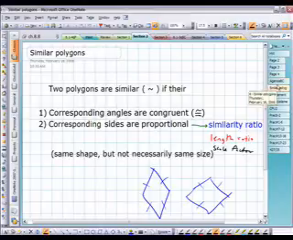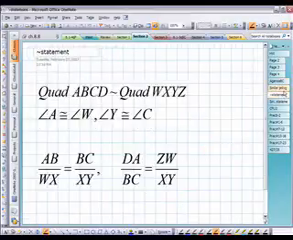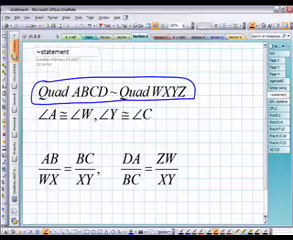Now, as far as an actual similarity statement, supposing we had this similarity statement here: quadrilateral ABCD is similar to quadrilateral WXYZ. Well, that means that A goes with W, B with X, C with Y, and D with Z. So, for instance, just from looking at this statement and not looking at any figures, you could say angle A is congruent to angle W, first letter, and angle Y is congruent to angle C, third letter.